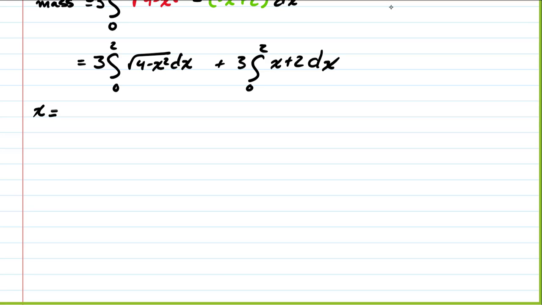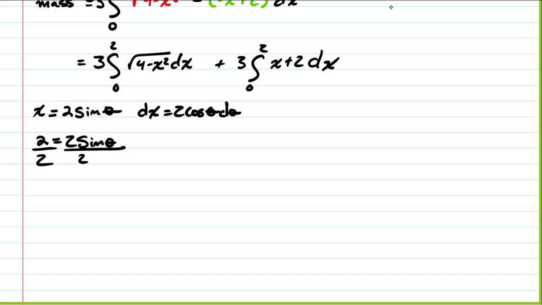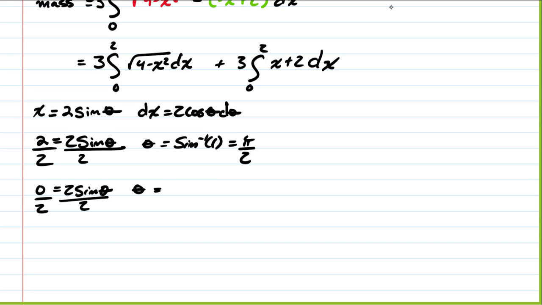So we make x equals, and if we have a constant minus x squared, that's going to be our sine form. So it's going to be 2 sine theta. And then dx is going to be 2 cosine theta d theta. And we change our limits of integration. So we have 2 equals 2 sine theta, divide by 2, divide by 2. And that gives us theta is equal to the inverse sine of 1. And that happens at pi over 2. And then we have 0 equals 2 times the sine of theta. We divide by 2, divide by 2. So then theta has to equal the inverse sine of 0, which is 0.